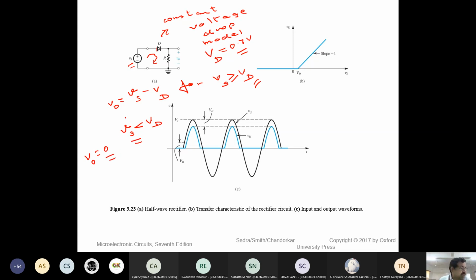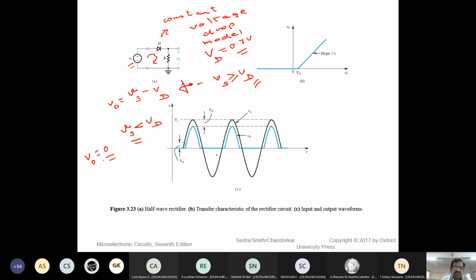Okay, so for all voltages less than Vd, V out will be 0. So this is the output, the nature of output that we get. What does that tell you? In the reverse bias, the diode does not conduct. So naturally there is no current. It is an open circuit, no current, and it is grounded, and V out will be taken across R. Therefore, since there is no current, you will get 0.